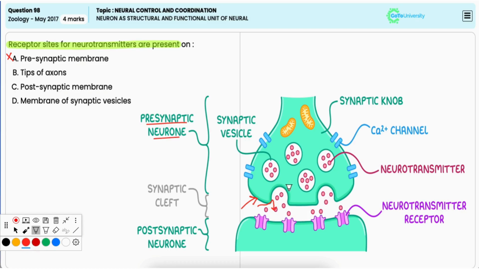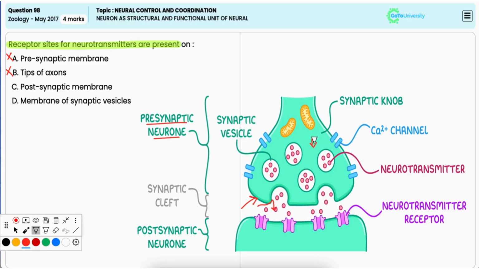Option B, tips of axons. It is also incorrect because the tips of axons, that is the axon terminals, they contain the synaptic vesicles containing the neurotransmitters, but they do not have the receptor sites.